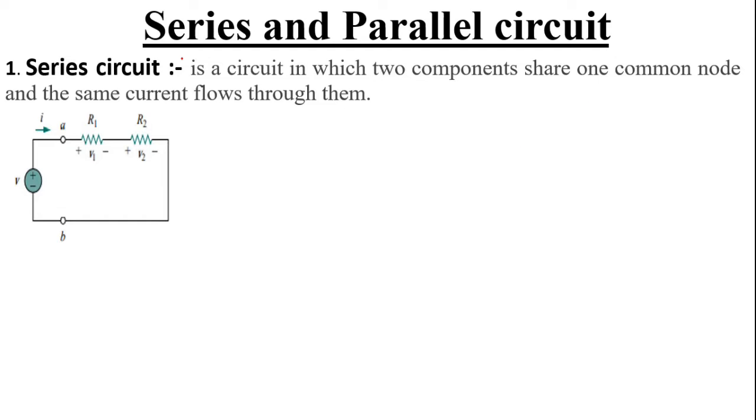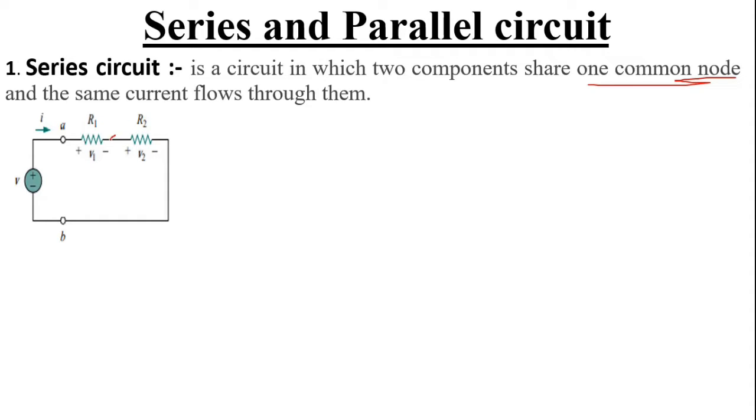So here it is, series circuit: a circuit in which two components share one common node. A node is a point in which two or more elements are connected. So for a series circuit, two components have what? One common node. If we take this as an example, both R1 and R2 share a common node at this point.